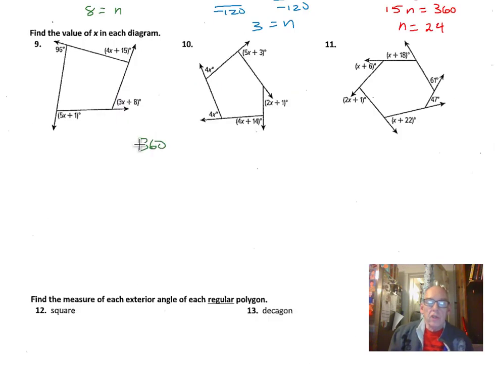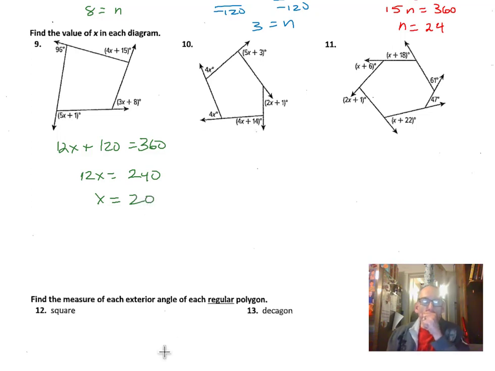They're going to equal 360. And we have 5, 8, 12 x's. And number-wise, we have a 96 and a 1 makes a 97, and an 8 makes 105, and 15 makes 120. So 12x plus 120 equals 360. Take away 120 from both sides. 12 x's is 240. Divide both sides by 12. X is going to be 20.